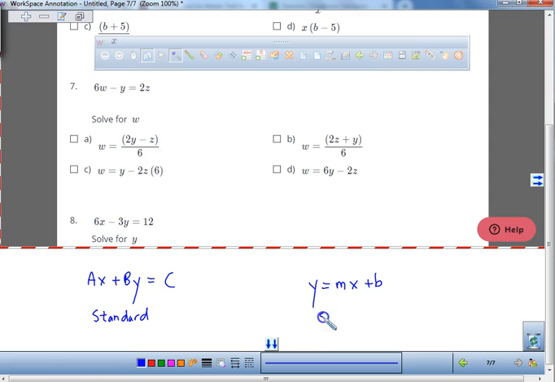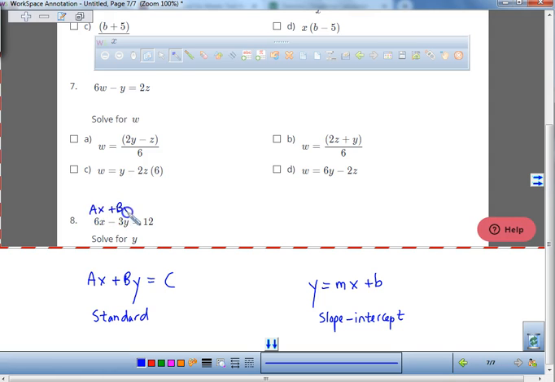This is called slope intercept form. Okay, the whole purpose of being able to solve for a specific variable is to make sure you guys know how to change standard form to slope intercept form. Does everybody see how this is in standard form right here?